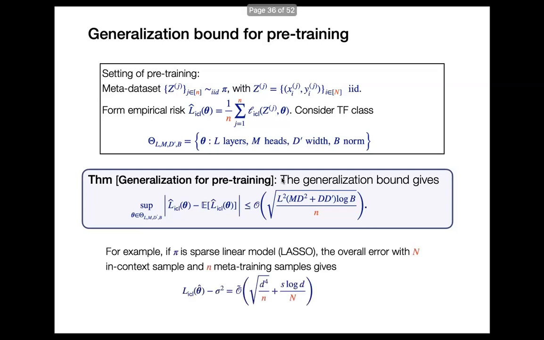And here, this generalization bound can be concatenated with the previous in-context statistical rate. For example, if these tasks are i.i.d. following a sparse linear model, and we know lasso is a good way to solve it, then the overall error involves capital N, the number of in-context samples, and little n, the number of meta-training samples, because this is a meta-learning problem. We have two sample sizes. Capital N is the in-context sample size, little n is the number of tasks, and the error scales as square root of d to the fourth over n, plus s over capital N. Where does the d to the fourth come from? It comes from L squared and d squared d prime.